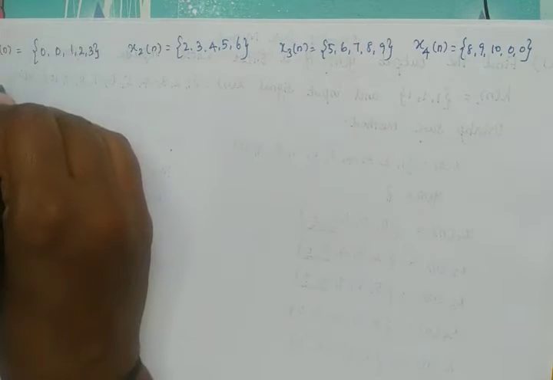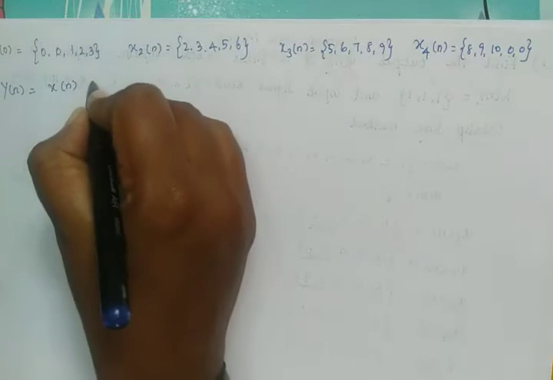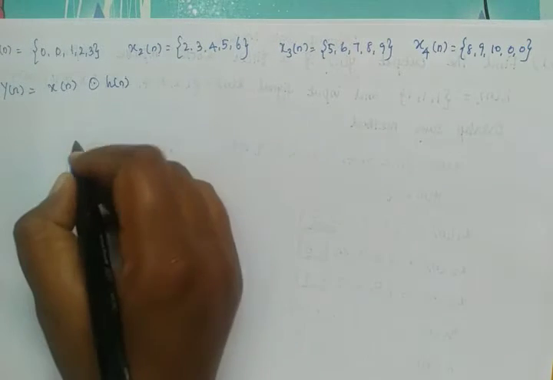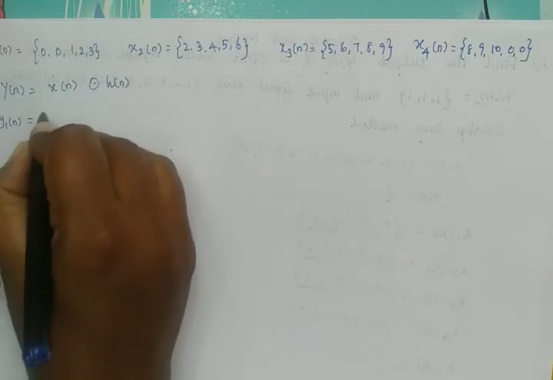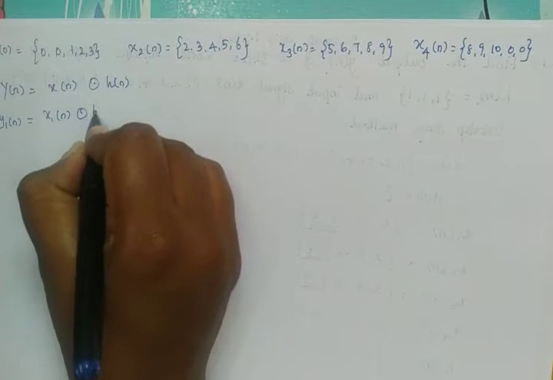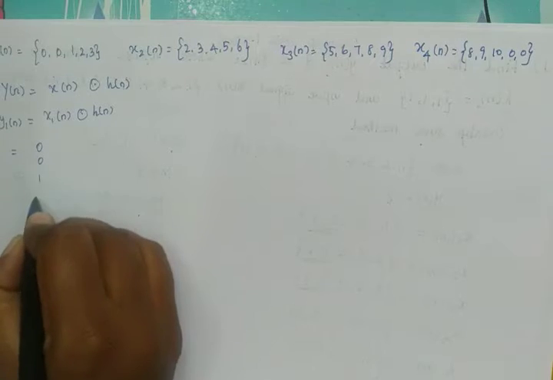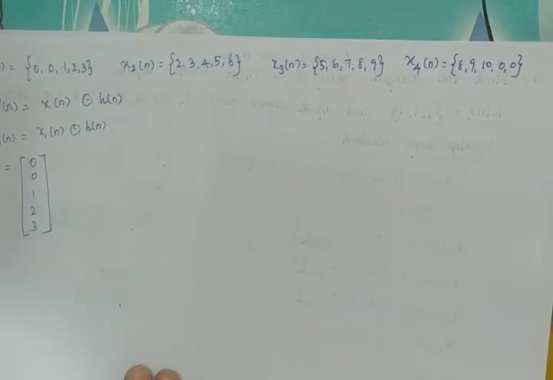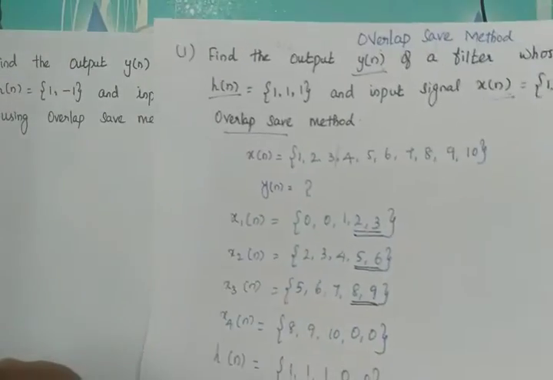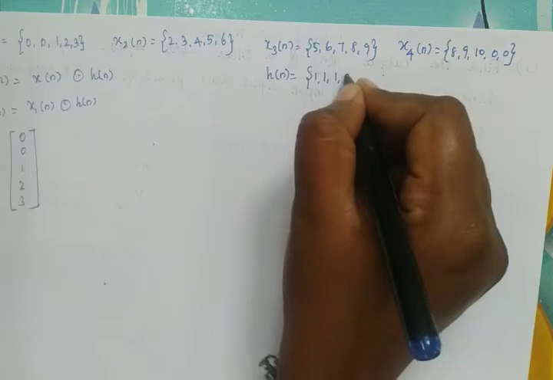Now what do we have to do? We have to find y of n, which is equal to x1 of n convolved with h of n. This is what we have seen in the previous class. In the same way, y1 of n will be equal to x1 of n circularly convolved with h of n. We know that x1 of n is 0, 0, 1, 2, 3. It is circularly convolved with h of n. What is this h of n? We know that h of n is equal to 1, 1, 1, 0, 0.